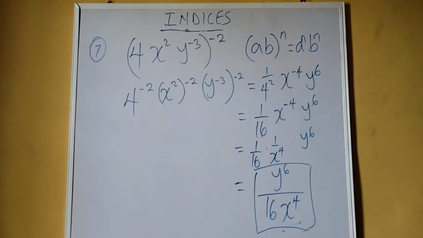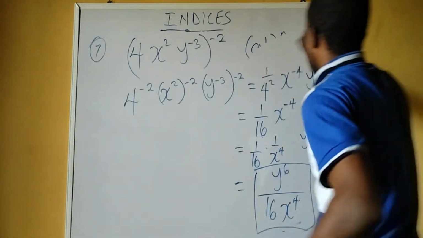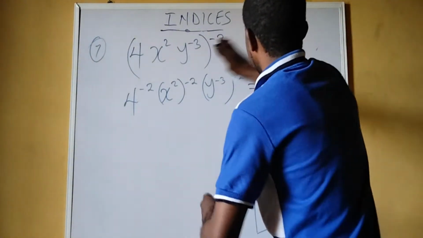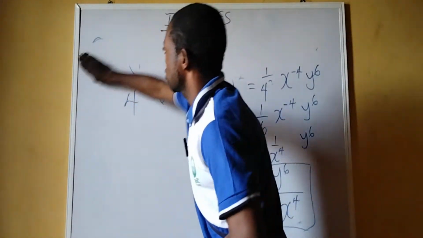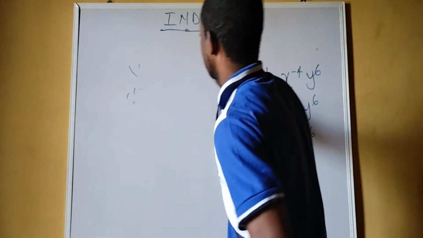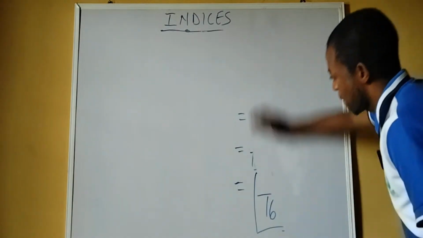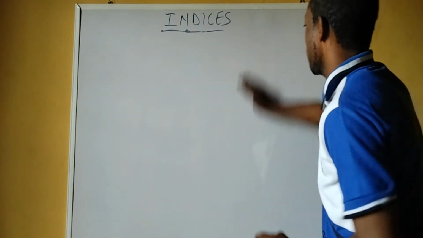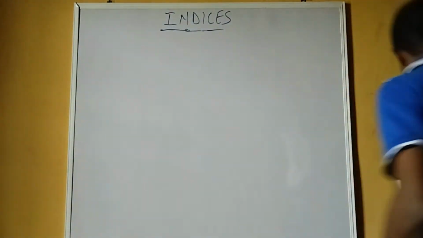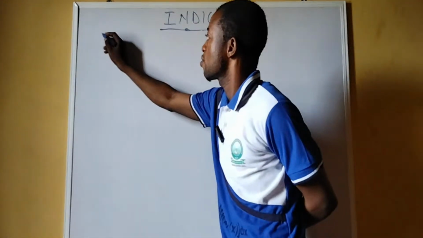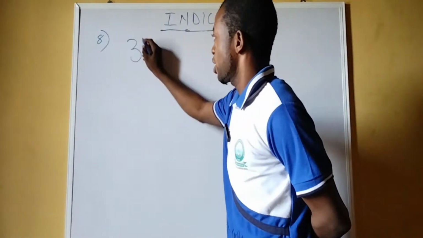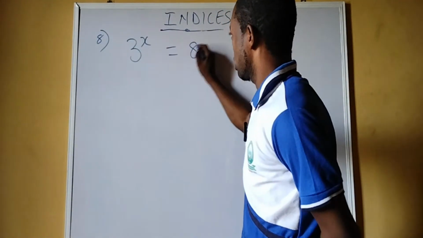Now, let's look at number 8. This is also a simple equation on indices. It's a simple equation. And the question says, solve 3 raised to power x equals 81.